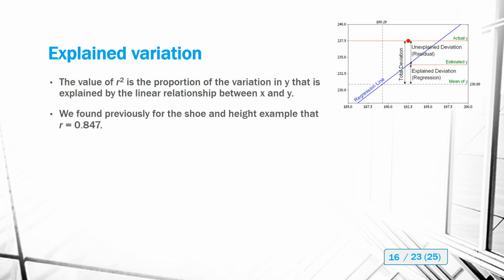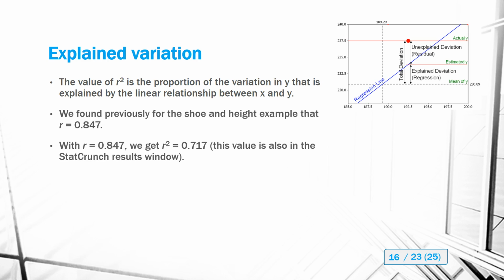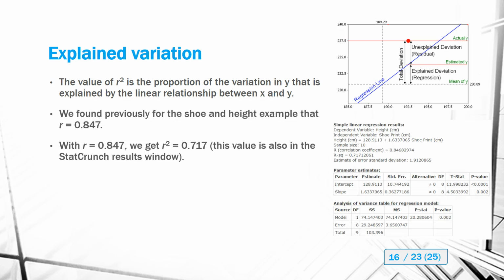But for now, we have found previously that our R value for the shoe print length and height example is 0.847. If we square that, we get 0.717. Now you don't have to use a calculator. You can use StatCrunch, that gives it to you too. Here in our output, notice that the R squared value is right below where the R value is listed. So it's actually calculating that for you, which is nice.